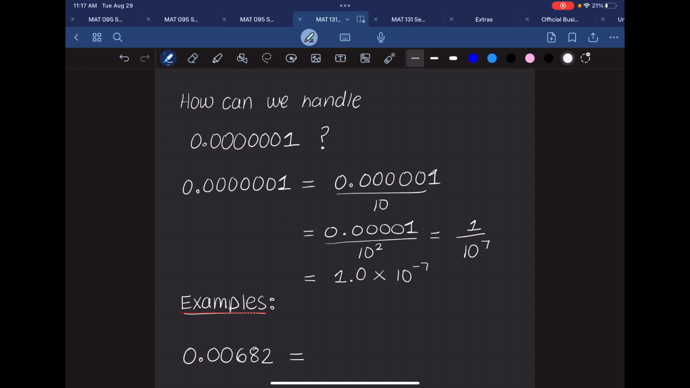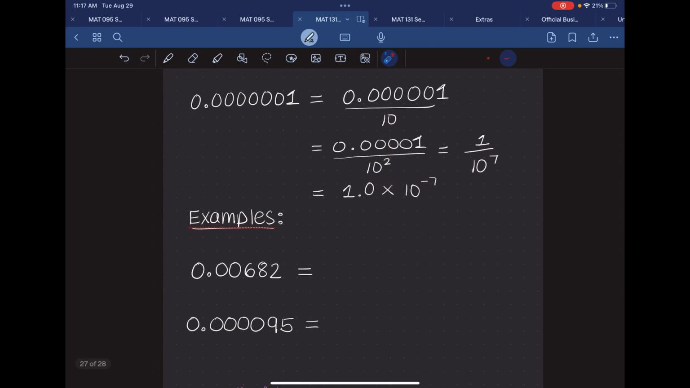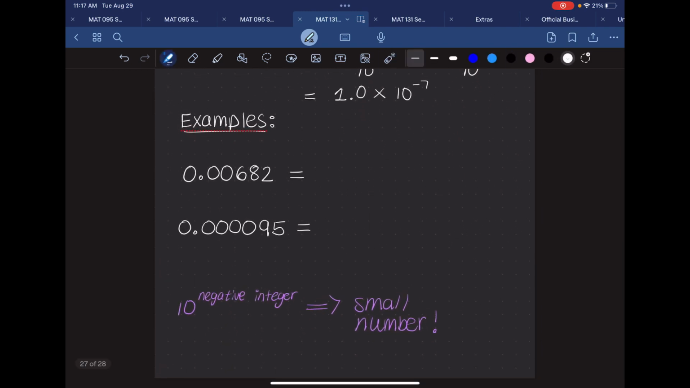So to deal with really, really small numbers, we're going to have 10 to a negative exponent, and that's really because we're dividing out by tens. All right, so I would suggest pause the video, try to see if you can write these out.